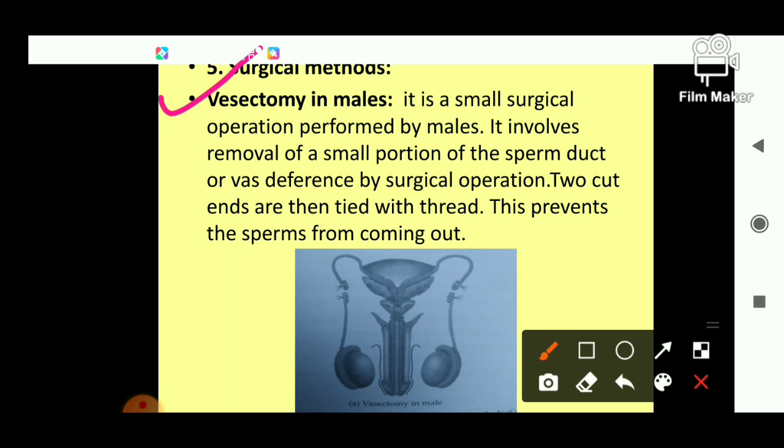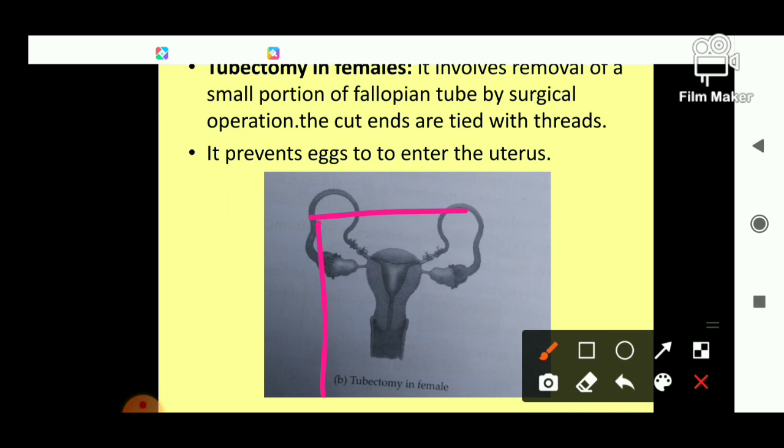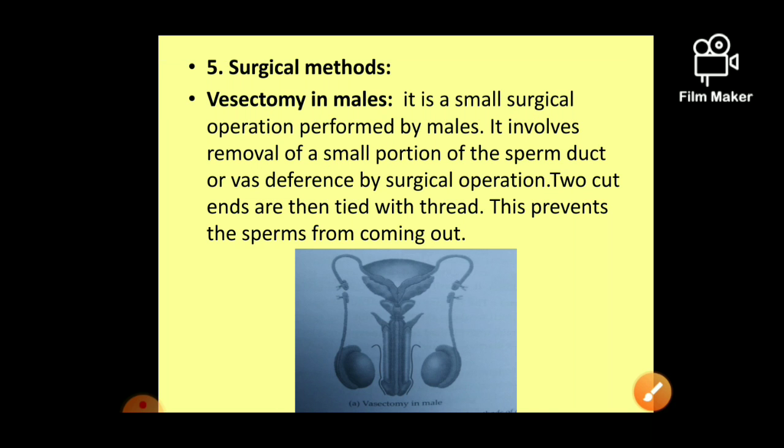Now, next is the surgical method. There are some surgical methods. The first is vasectomy, which is for males. In males, if this process is done, it is called vasectomy, and if it is in females, it is called tubectomy. Now see one by one.